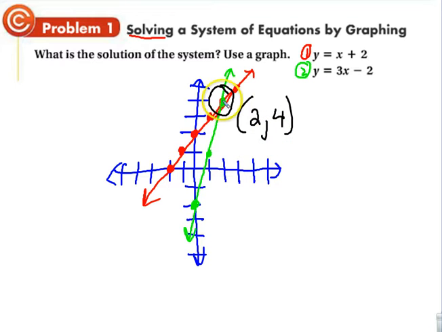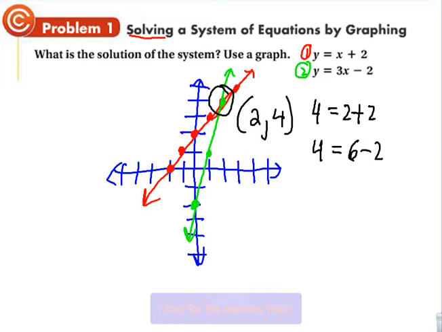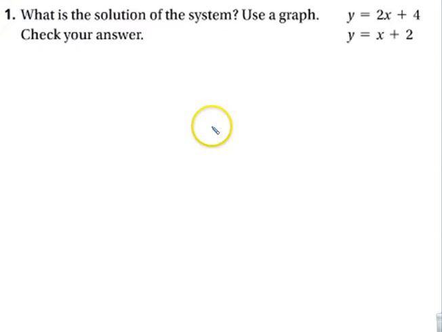What this point means is this is the intersection of those two lines. This is the answer that I can plug into both equations and get both of them to be true. So 4 is equal to 2 plus 2, and 4 is equal to 6 minus 2. I just plugged in x: 2 times 3 is 6, 6 minus 2 is 4, and 2 plus 2 equals 4. That's what we're doing in this section, trying to find where the lines cross. Let's look at another one.